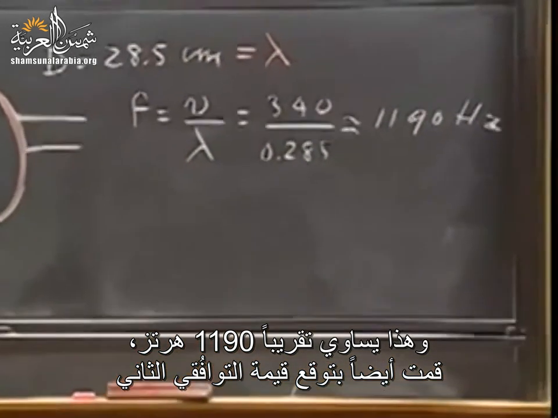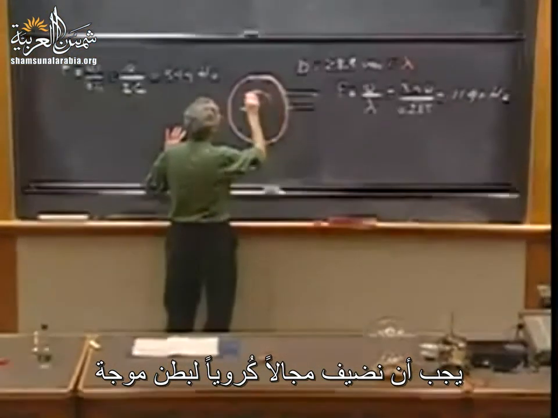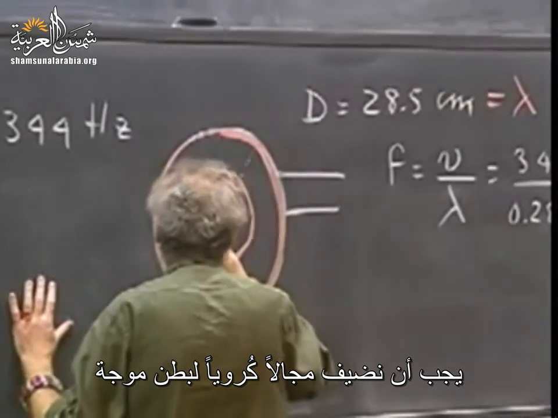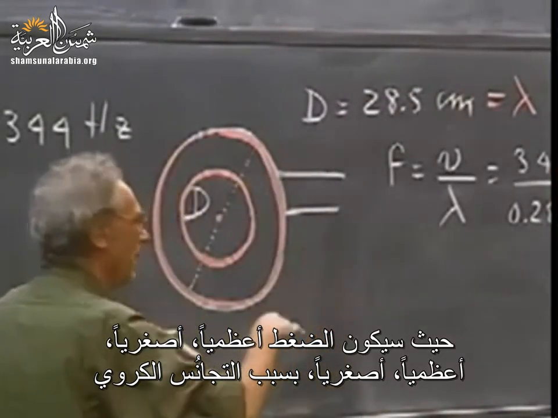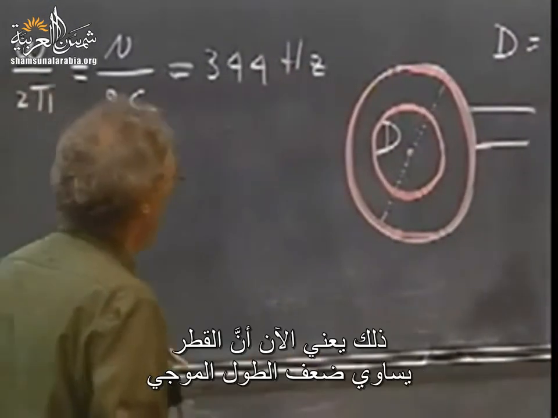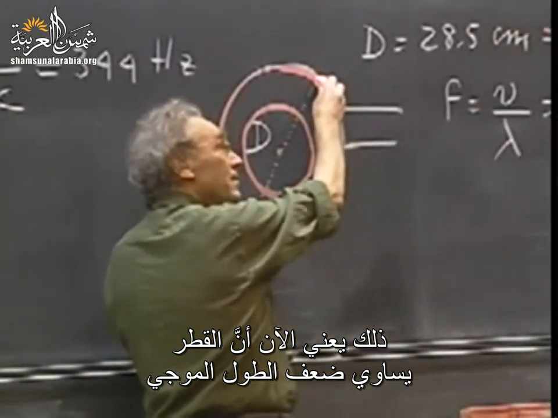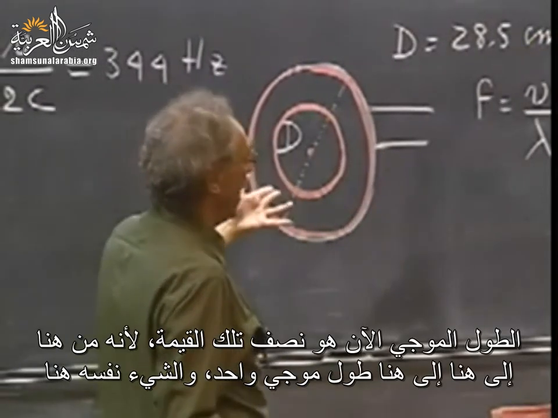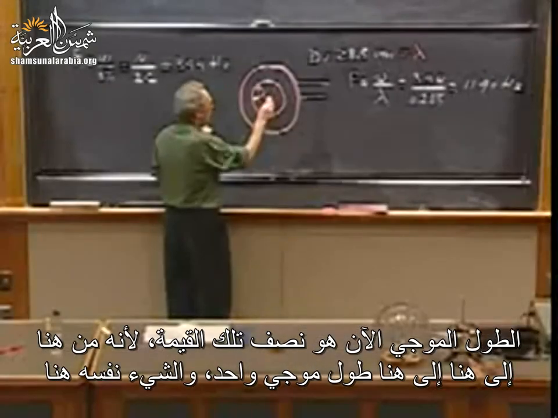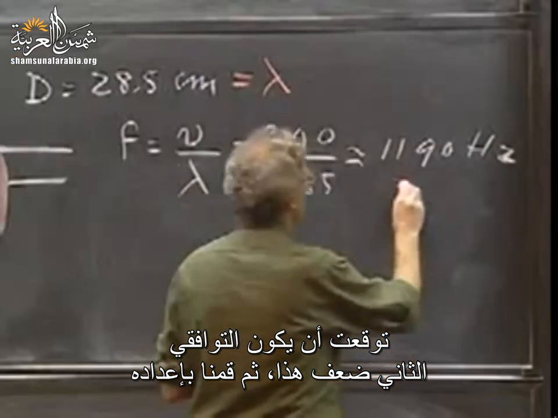And I even made the prediction what the second harmonic would be. You must again add an antinodal sphere. Another antinodal sphere where the pressure reaches maximum, minimum, maximum, minimum. Because of the spherical symmetry. And so that means that now the diameter is twice the wavelength. So the wavelength is now half that value. Because from here to here to here is one wavelength, from here to here, the same wavelength. And so I predicted that the second harmonic would be twice this high.